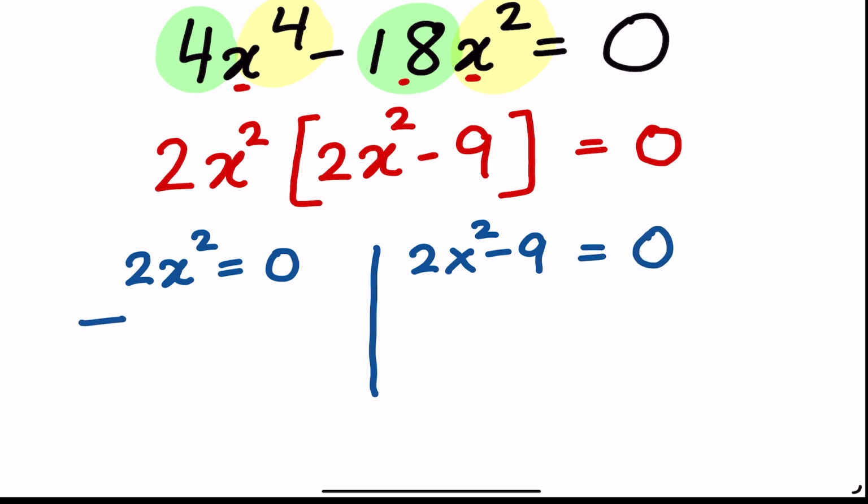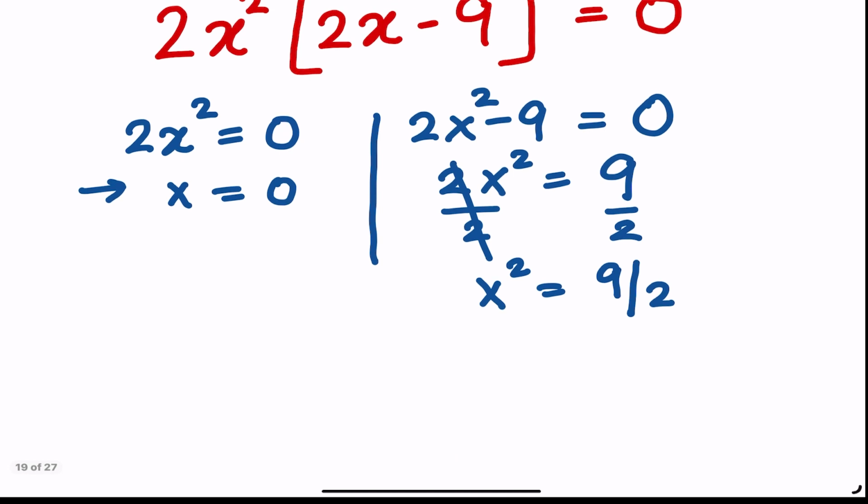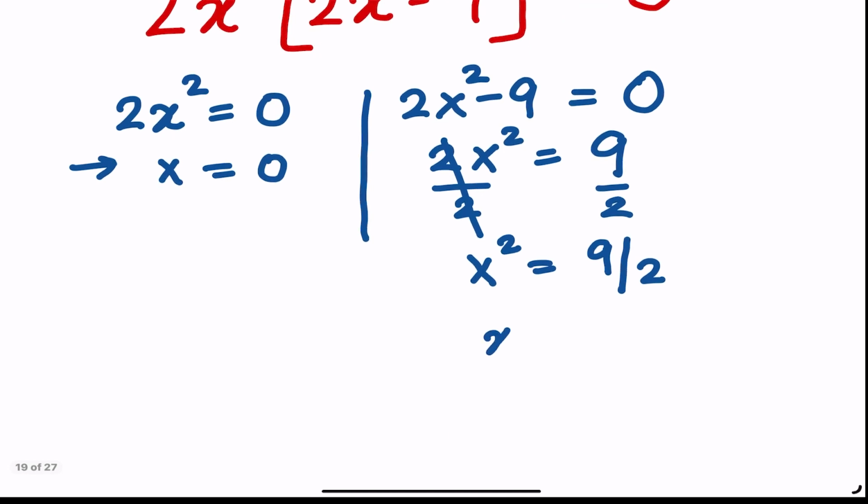So from here, x is equal to 0. Let's go ahead and solve this. 2x squared, adding 9 on both sides, equal to 9. Dividing by 2, what do I end up with? x squared is equal to 9 over 2. What is my x? Square root of 9 over 2.